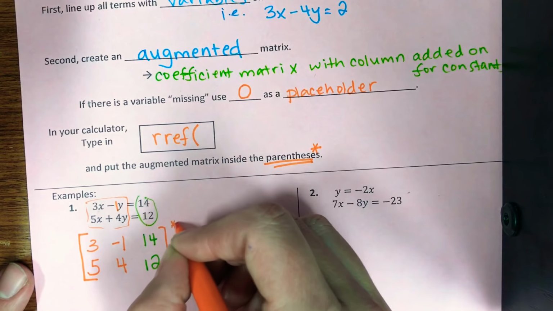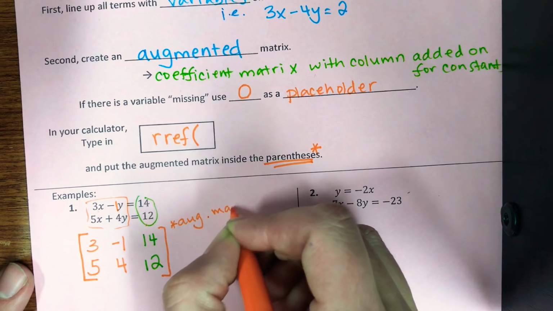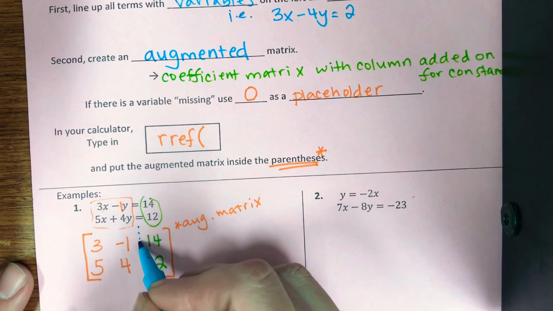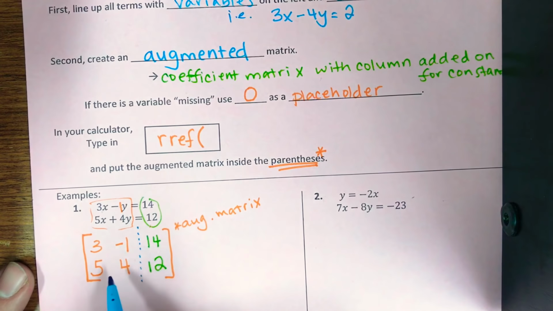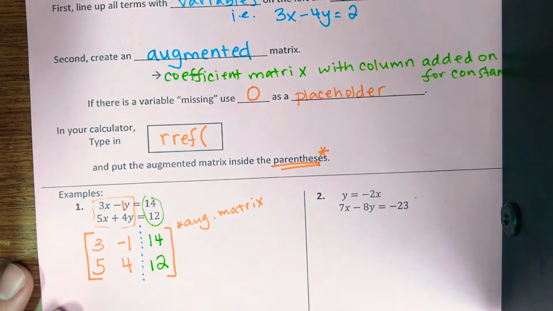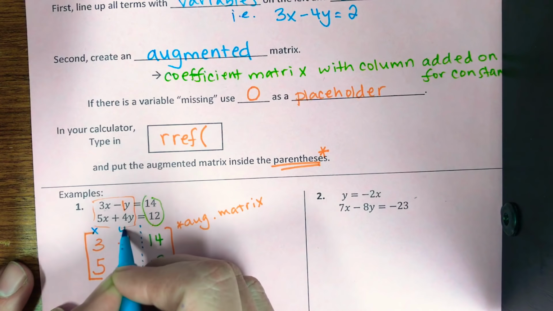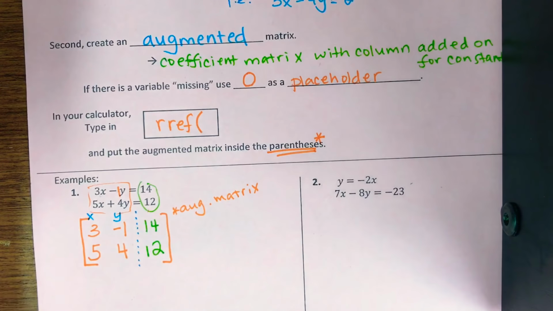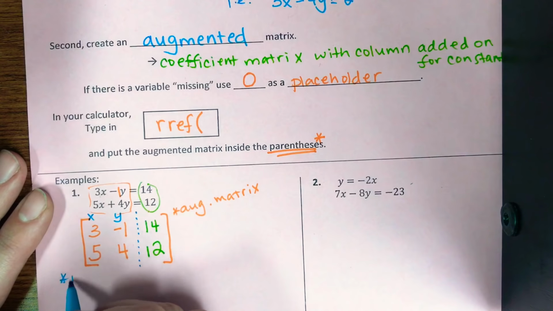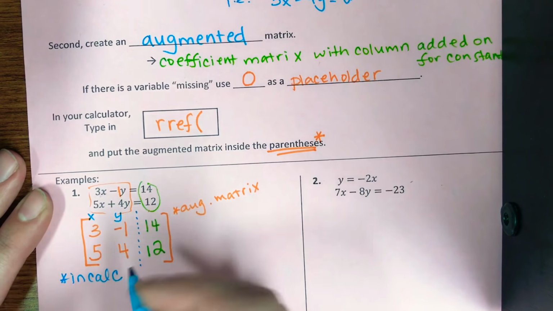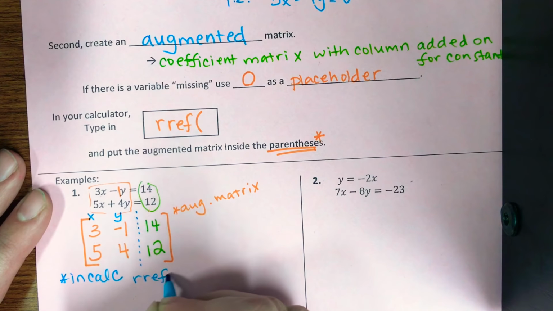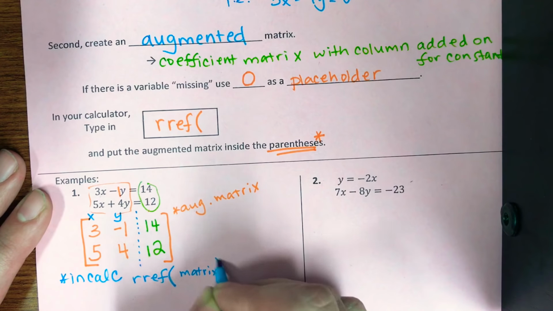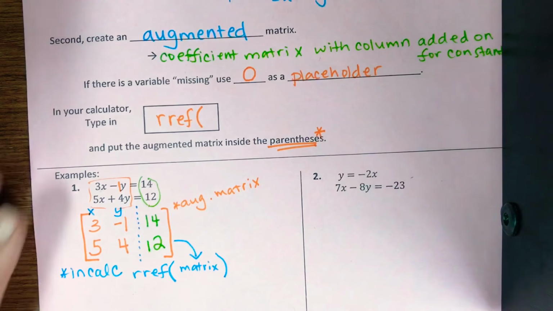If you want to make a note, this is the augmented matrix. A lot of times you'll see they'll separate it with a little dash line, so we know that those are the constants and those are the coefficients of the variables. This column represents the x's and this one represents the y's, as you can see up here. When we want to actually do this, we're going to put it into the calculator. We're going to type it in as rref parenthesis, then put the matrix, and then close it. So this is going to go inside of here.